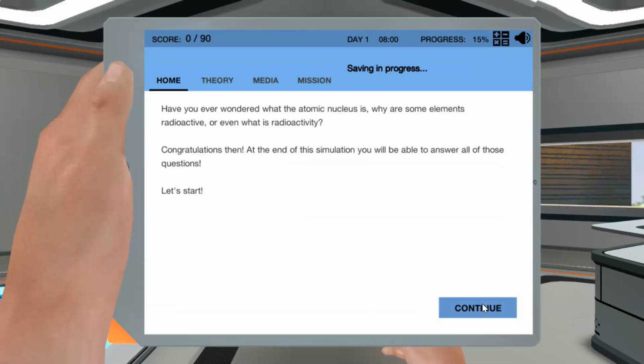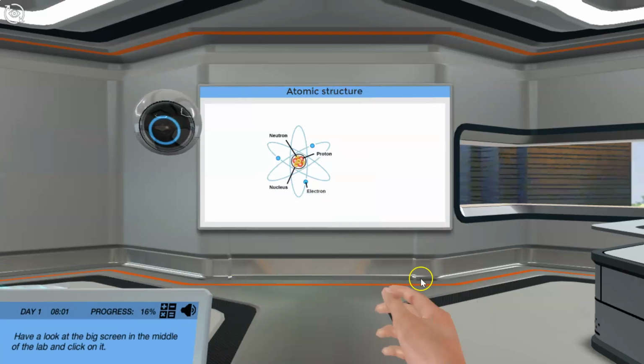Have you ever wondered what the atomic nucleus is? Why are some elements radioactive? Or even what is radioactivity? Congratulations then! At the end of the simulation you will be able to answer all of those questions. Let's start. Have a look at the big screen in the middle of the lab and click on it.